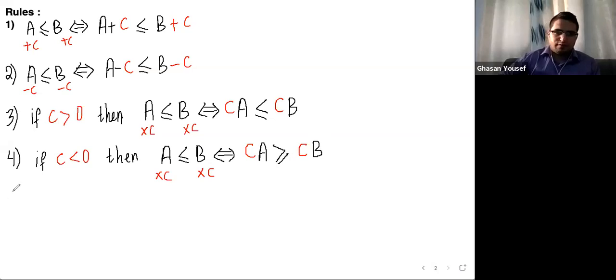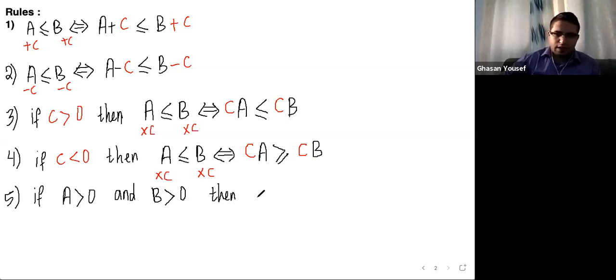For number 5, if A is greater than 0 and B is greater than 0, so both of the numbers are positive, then A less than or equal B is equivalent here. Why does the sign flip?